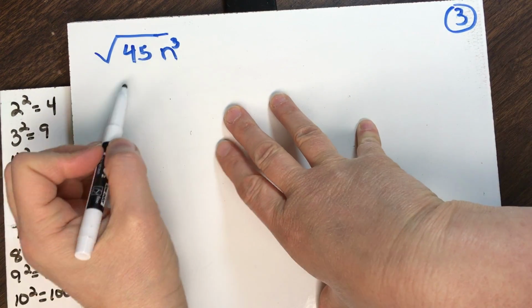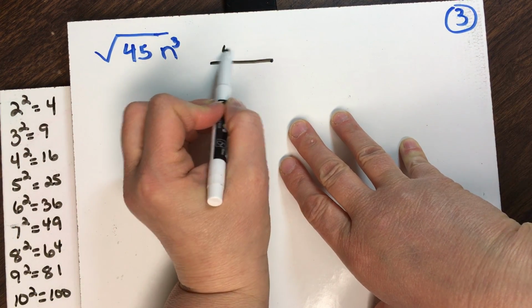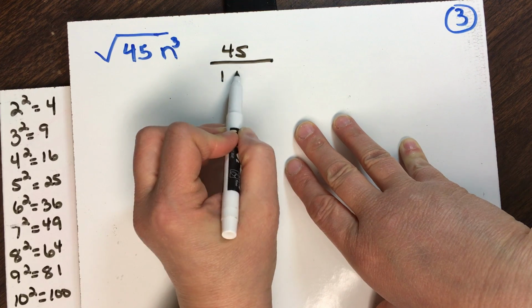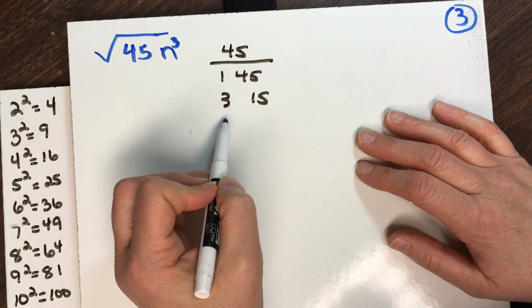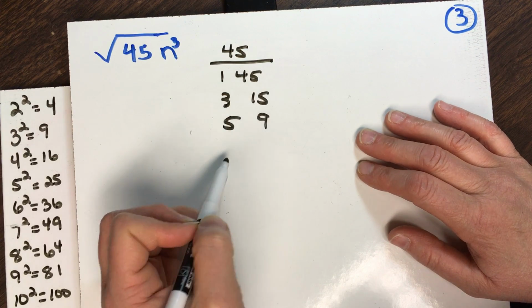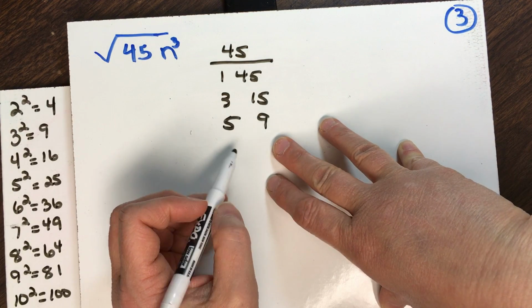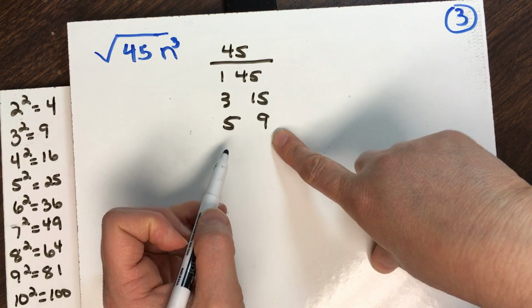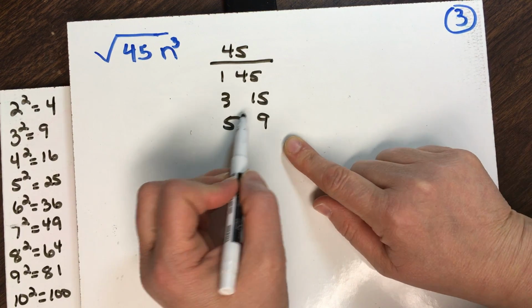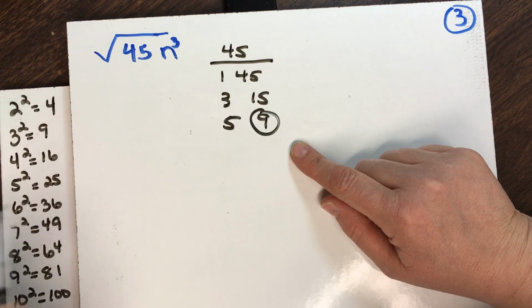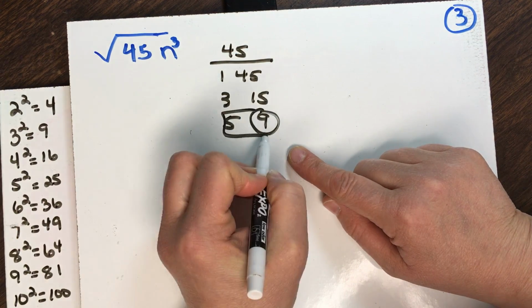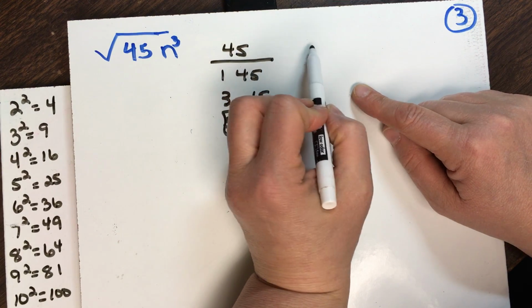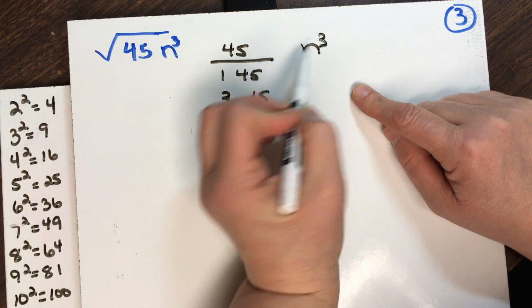All right, so first I'm going to break up my number, 45, and I have 1 and 45, 2 doesn't work, 3 and 15, 4 doesn't work, 5 and 9, 6 doesn't work, 7 doesn't work, 8 doesn't work, and 9 does, but we would go backwards. So we're going to use this on our list. It's our largest perfect square, so I'm going to use this. And then I'm going to break up my variable.